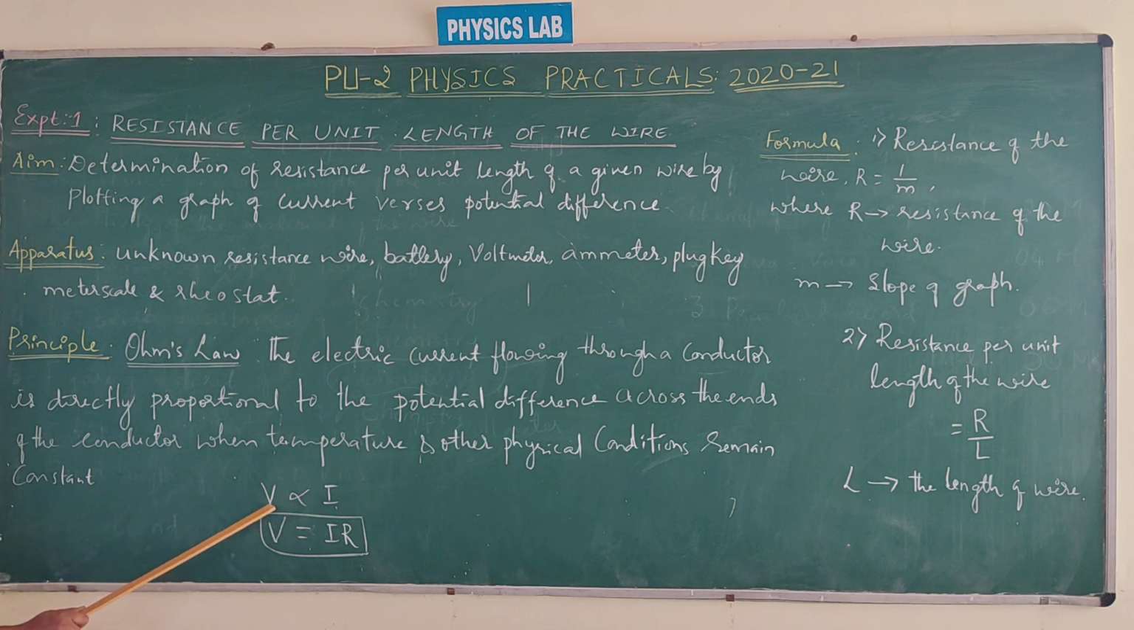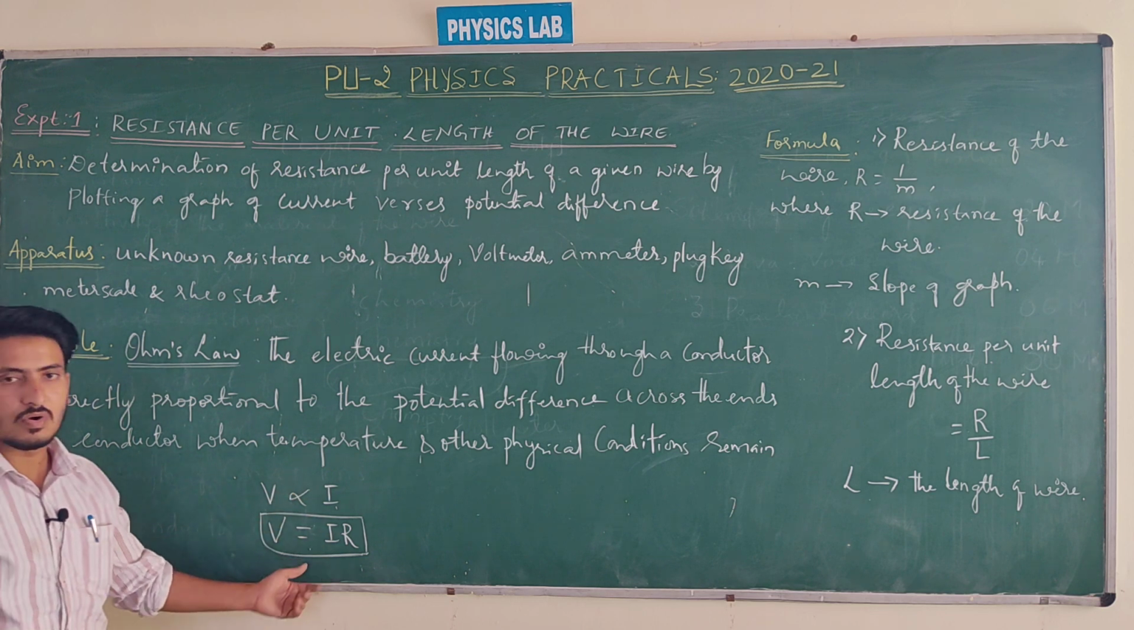That is, potential difference is directly proportional to the current. So, by removing the proportionality symbol, we need to put a constant, that is the resistance of the given wire. So, V is equal to IR. This is your Ohm's law.